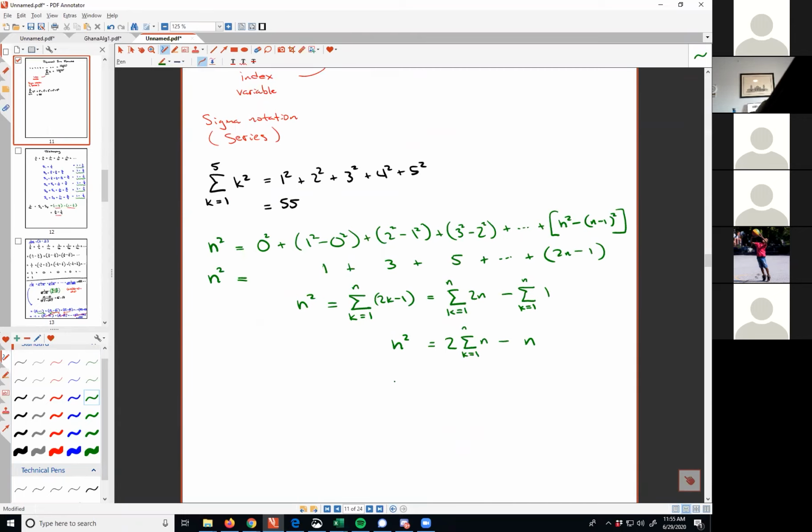Now let's rearrange this equation. Let's add n to both sides. And now we divide both sides by.